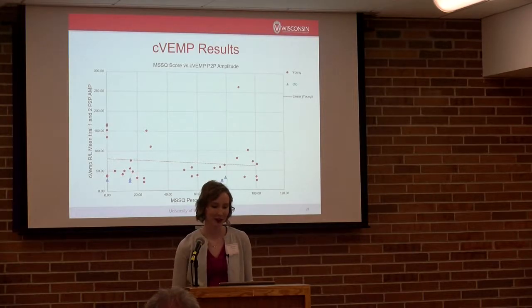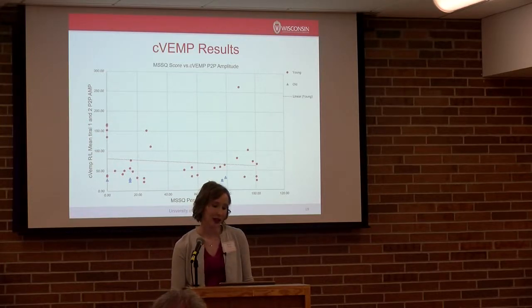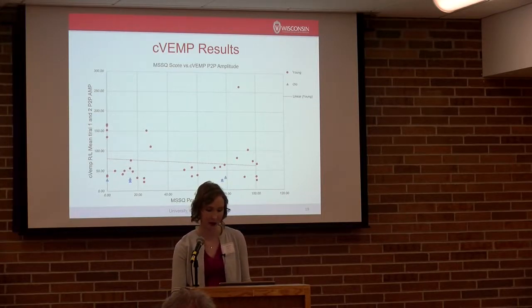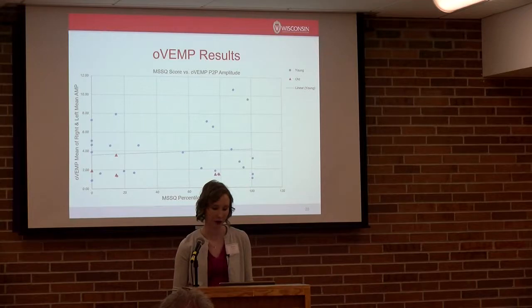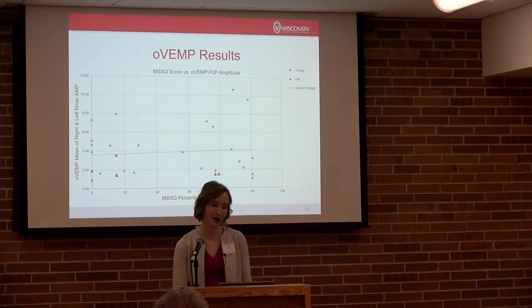So for the VEMP results, we're looking at the MSSQ percentile scores versus the right and left mean of trial 1 and 2 for the peak-to-peak amplitudes. And again, we're not seeing any statistical significance between these two. Same with the OVEMP. There's not a lot of statistical significance, but we're starting to see that positive trend line. Maybe with more subjects, that would be a little nicer looking. So again, on the X, we have MSSQ percentile scores versus the OVEMP mean of the right and left amplitudes.